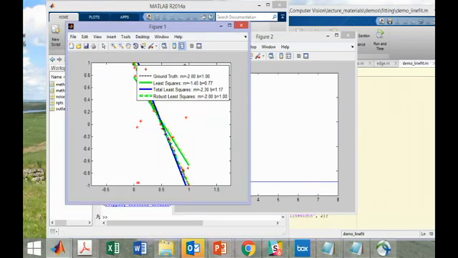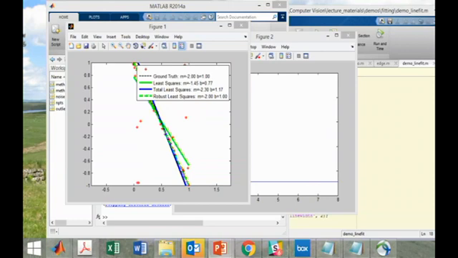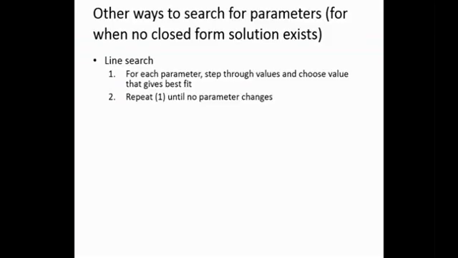All right, so that's one solution. I should also mention that there's other ways to search for parameters when you don't have a closed form solution. In these line fitting methods, we have a closed form solution, just the pseudo-inverse, or solve for the eigenvector with the smallest eigenvalue. In other problems where you have a nonlinear optimization, you might not have a closed form.